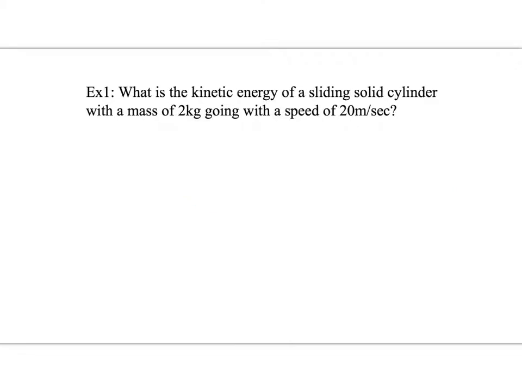Let's do an example. What's the kinetic energy of a sliding solid cylinder with a mass of 2 kg going with a speed of 20 meters per second? Its kinetic energy is equal to 1/2 mass times velocity squared. So when we put in the values, we have the kinetic energy equal to 400 joules.